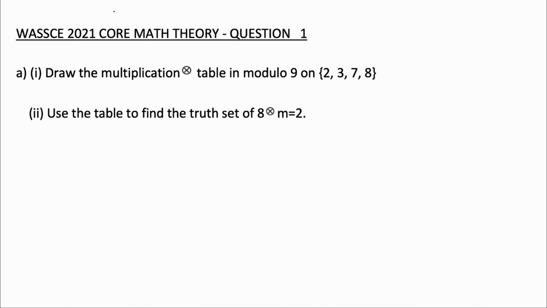In today's video, we'll be solving question 1 of the 2021 WASSCE Core Maths Theory questions. So we'll begin with question 1A. Draw the multiplication table in Modulo 9 on {2, 3, 7, 8}. And II. Use the table to find the truth set of 8 times m is equal to 2. So let's begin with our solution.